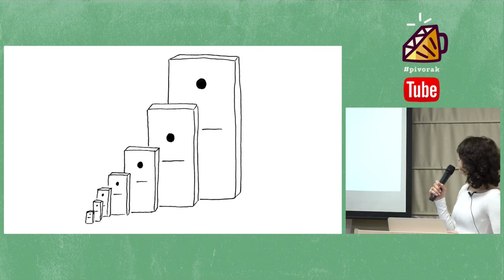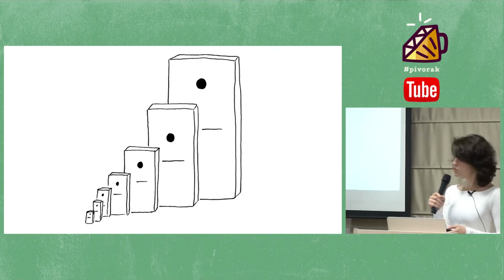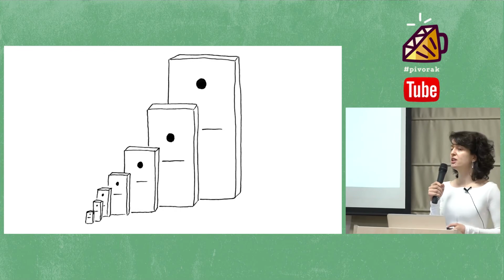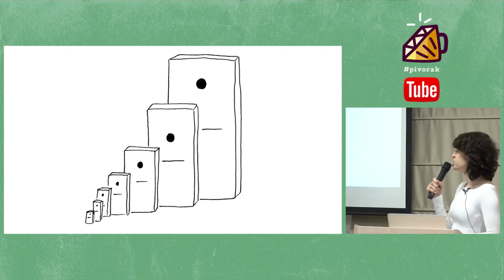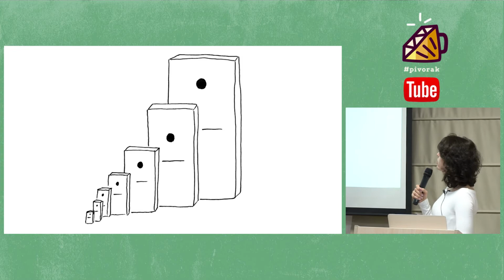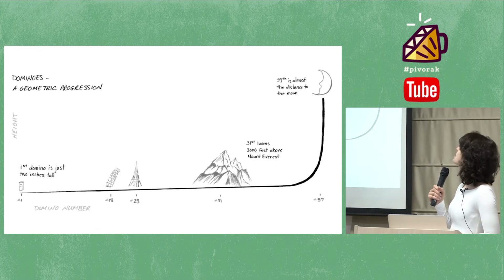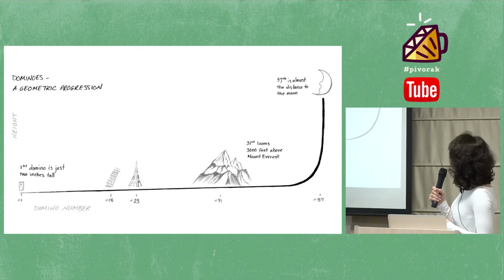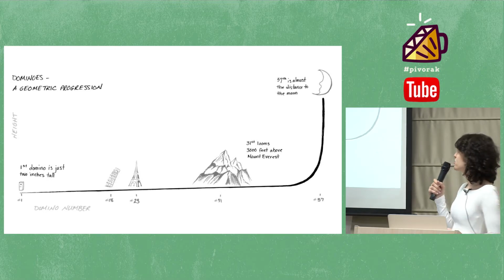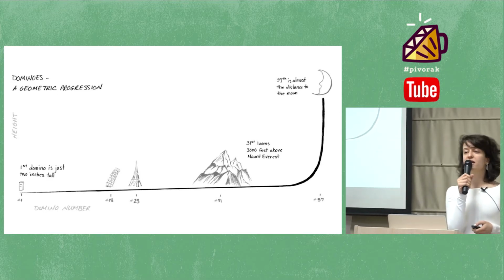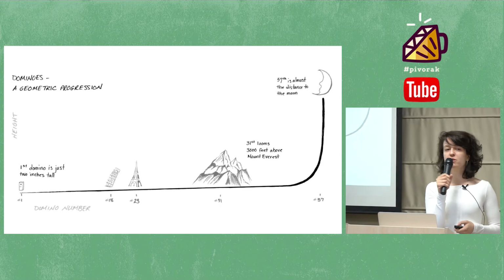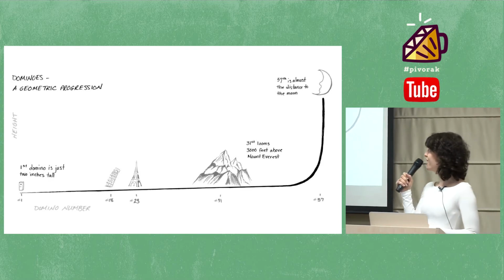And so if we start with a normal domino, something like 5 centimeters or so, and we keep going in this geometrical progression, by the time we get to the 57th domino, the size of that domino will be the length from the Earth to the moon. So it's just 57 dominoes. This is just to show you that some numbers, when left unattended, can get really out of hand.